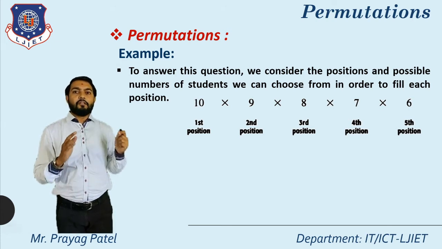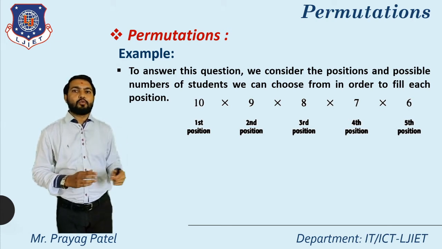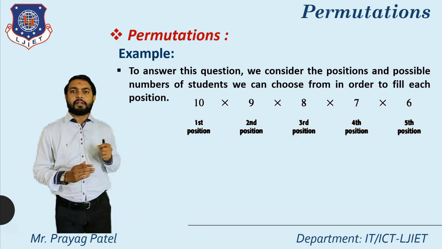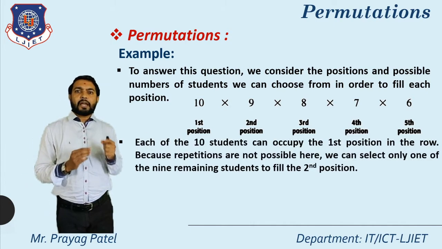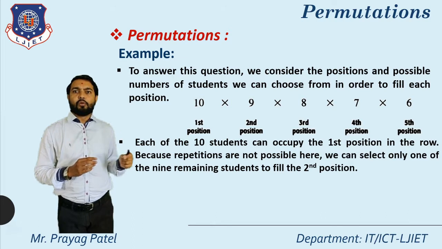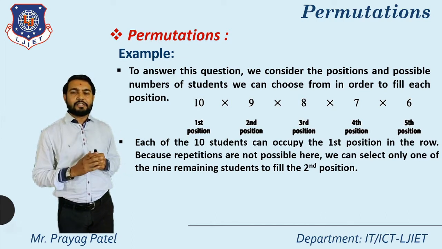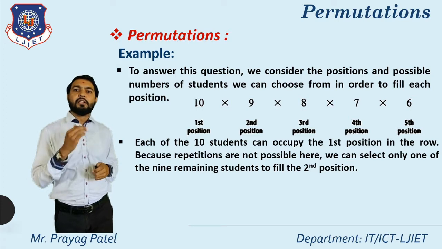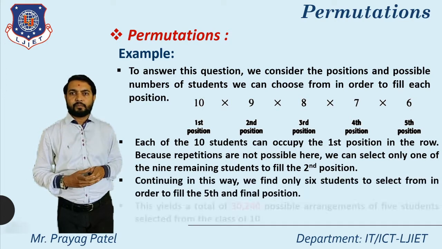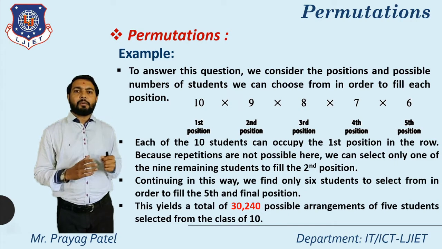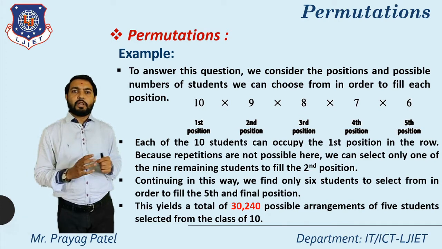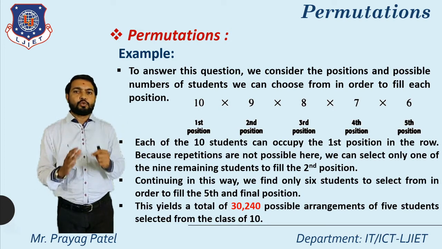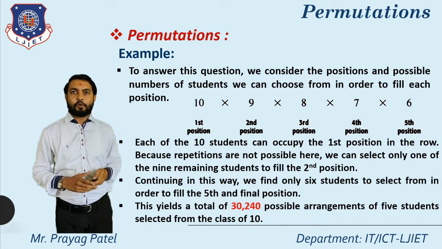That means from the available 10 students, if we want to select 5 students, then the answer is the multiplication of all this: 10 multiplied by 9 multiplied by 8 multiplied by 7 multiplied by 6. Each of the 10 students can occupy the first position in the row, because no selection is done before that. So the first position has 10 possibilities, the second has 9, then 8, like this. Now the final answer for this multiplication is 30240. That means these are the possible arrangements of 5 students selected from the available 10 students in the class. So this is our answer.